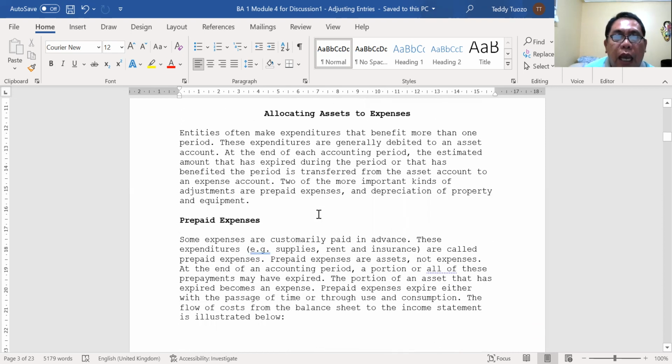Okay. Allocating assets to expense. Entities often make expenditures that benefit more than one period. These expenditures are generally debited to an asset account. At the end of an accounting period, the estimated amount that has expired during the period, or that has been benefited in the period, is transferred from the asset account to an expense account. Two of the more important kinds of adjustments are prepaid expenses and depreciation of property and equipment. Okay, class.